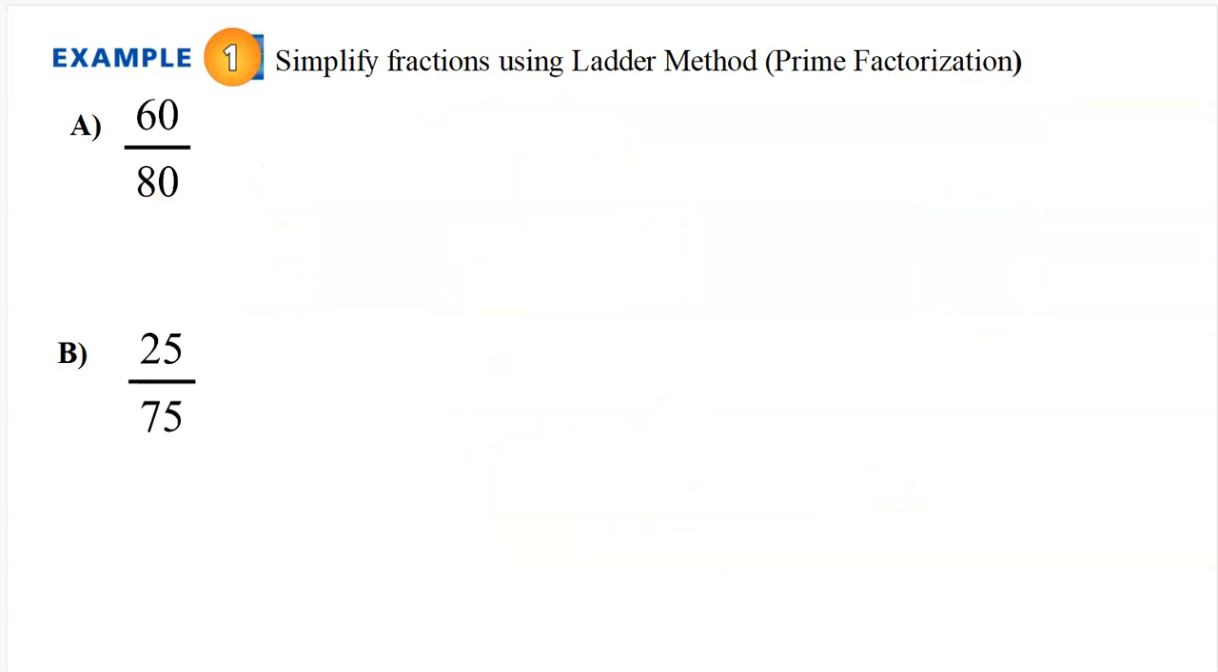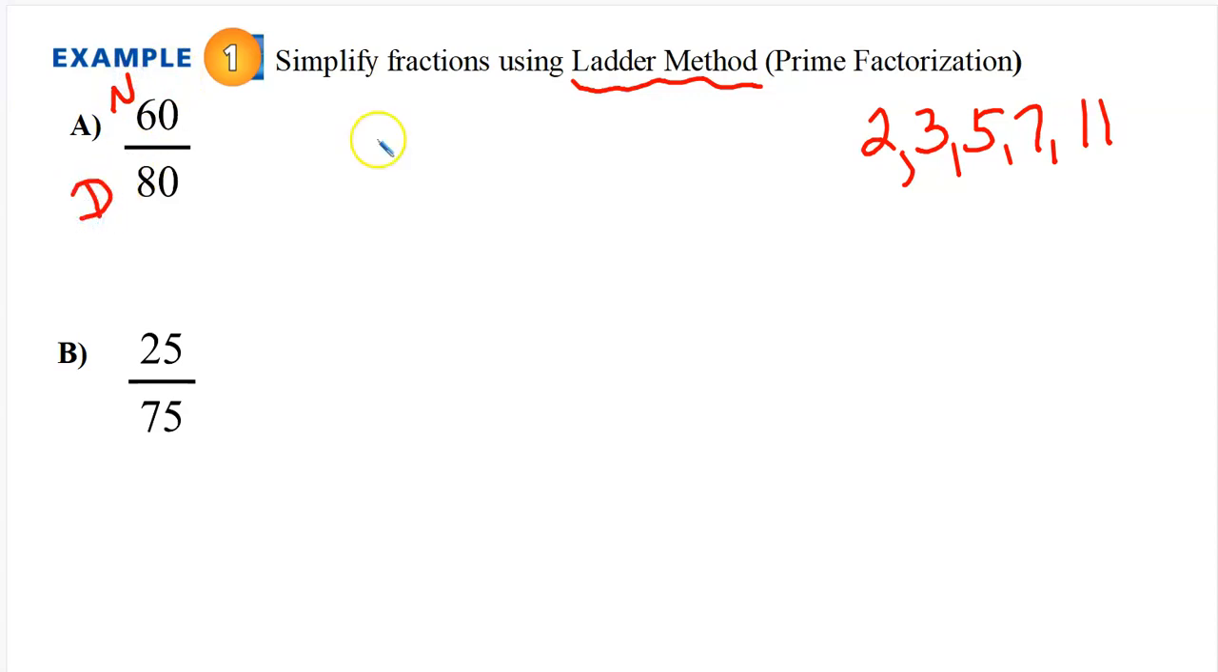Okay, so now I'm going to show you using the ladder method. You've already done this before, right? We try to divide out by prime numbers, 2, 3, 5, 7, 11. Always write those first 5 prime numbers. And now what I'm going to do, so this is the numerator, the top number, and this is the denominator. And so what I do is I put the numerator and the denominator at the top of my fraction ladder, and I label it N and D, and I just start dividing out by the prime numbers.